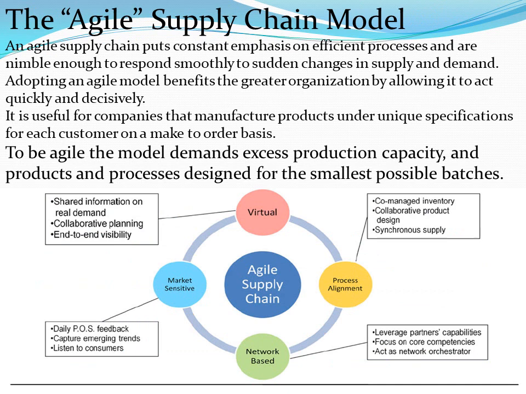After discussing the efficiency-oriented models of supply chains, now let's discuss the responsiveness-oriented supply chain models. The first one is the Agile supply chain model. An Agile supply chain puts constant emphasis on efficient processes and is quick enough to respond smoothly to sudden changes in supply and demand. Adopting an Agile model benefits the greater organization by allowing it to act quickly and decisively.